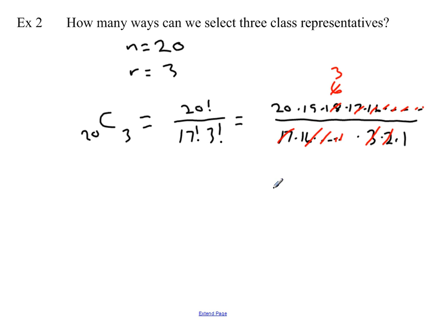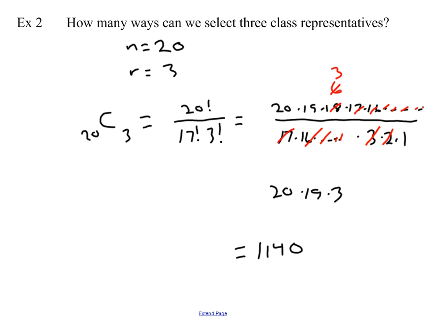And then this becomes 20 times 19 times 3. So slightly less than what we had before. So if we multiply 20 times 19 times 3, we get an answer a little bit less than what we had before. We get 1,140 different ways to select 3 class representatives. So the mathematics people are usually okay with. The difficult part is determining, are we going to use a combination or a permutation?